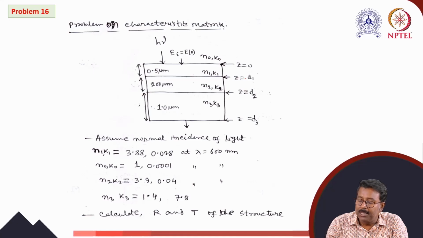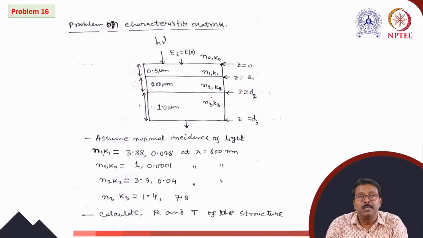The top layer has thickness D1, that is 0.5 micron, and z equal to 0 starts from the interface of this layer with the air. Then this is another interface between the first layer and the second layer. The second layer is 200 micron thick. That means it is basically the absorber layer in a solar cell structure, wide enough. And below this there is another layer of thickness 1.0 micron.